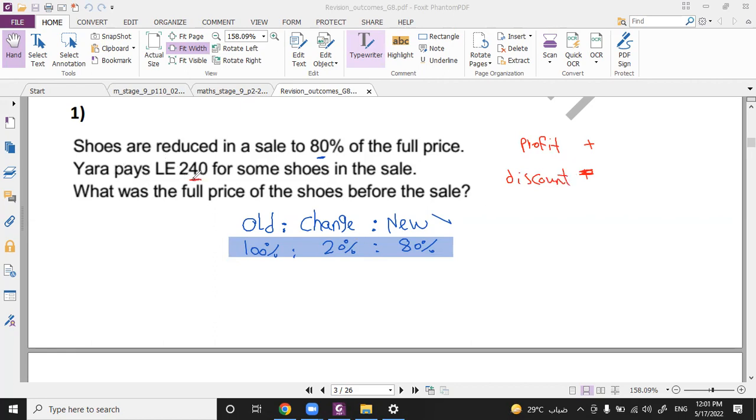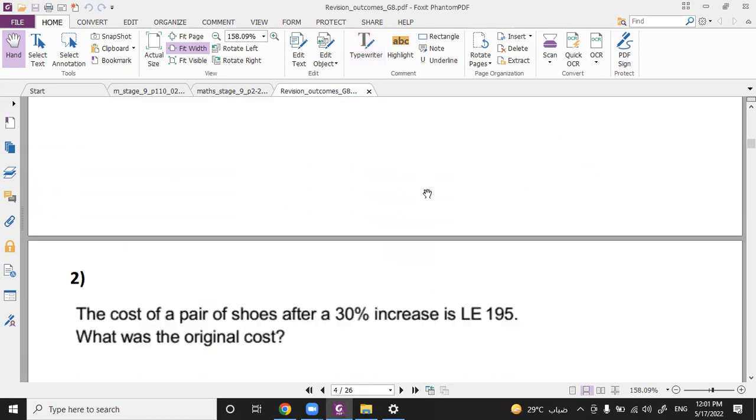Yara pays 240. So the 240 is the new price, or after the sale. I want to find the original price or the old price. So we will do cross multiplying. The old price equals 100 times 240 divided by 80 equals what? 300. That's right. Let's go to the next.